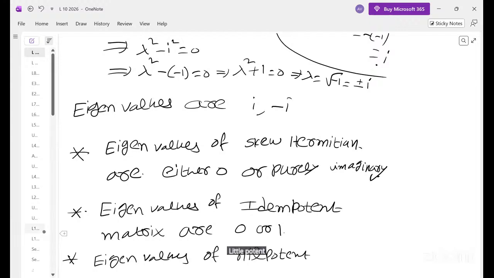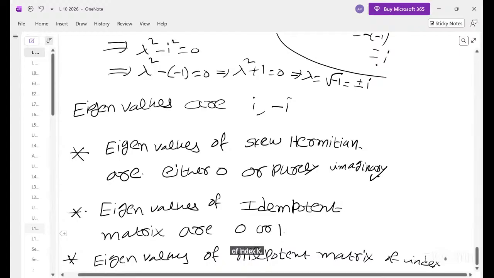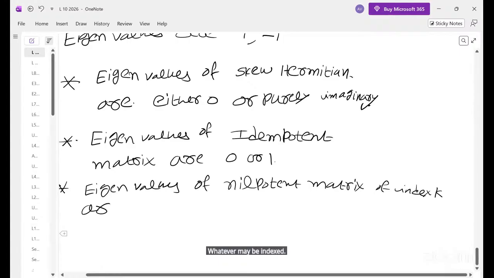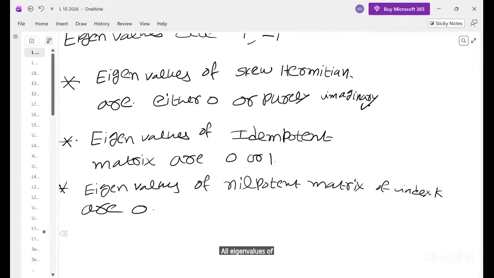Nilpotent matrix of index k, whatever may be the index, eigenvalues are always 0. All eigenvalues of a nilpotent matrix are 0. All eigenvalues of the zero matrix are also 0. But because eigenvalues are 0, you cannot say the matrix is 0, because for a nilpotent matrix also, all eigenvalues are zeros.